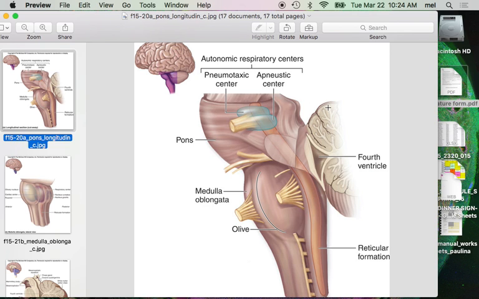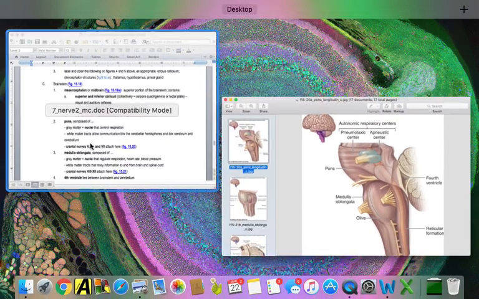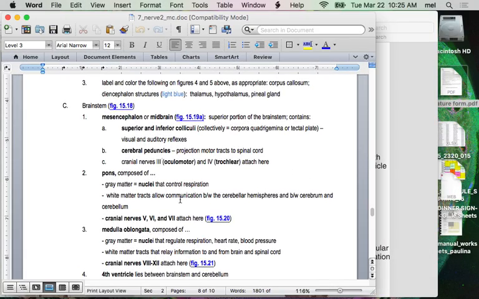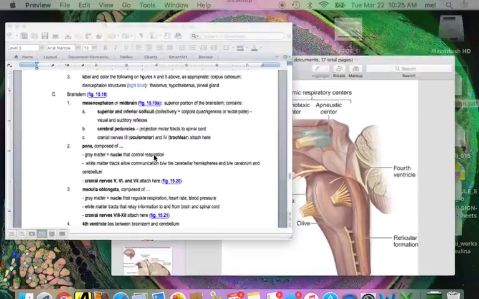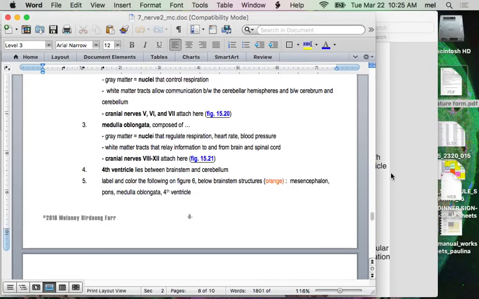I will not ask you those, just so you know. I just want you to know that the gray matter in the pons is related to regulating respiration. Okay, so that's the pons functionality, nuclei that control respiration. You've of course got more nerves, cranial nerves attached there. And then we are going to move down to the medulla oblongata.